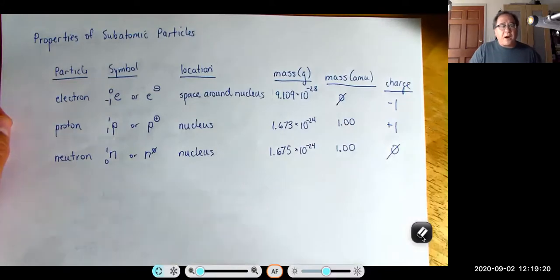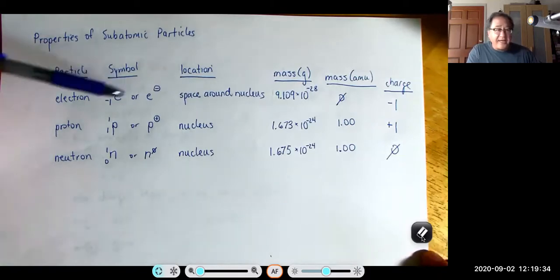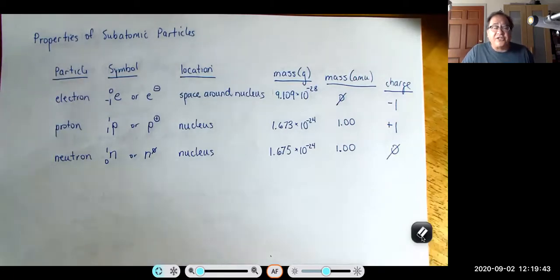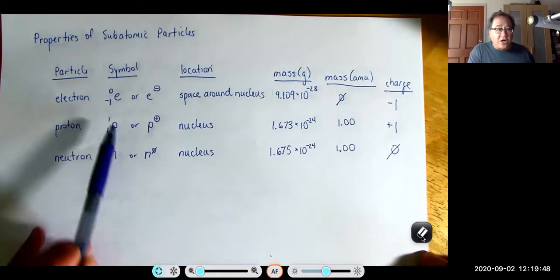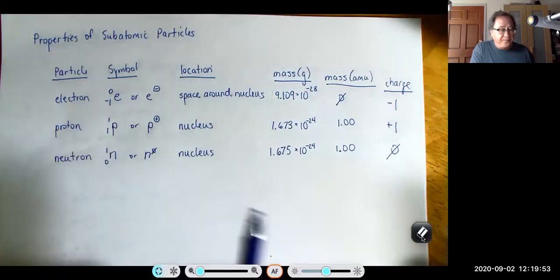So here are the properties of subatomic particles, the particles that are smaller than an atom. We have the electron, the proton, and the neutron. And here are two different symbols for each. We will learn more about these symbols where I have a -1 at the bottom and a 0 at the top. Basically, the number at the bottom in this case is the charge on the particle. So the electron has a -1 charge, the proton has a +1 charge, and the neutron has no charge. Okay?